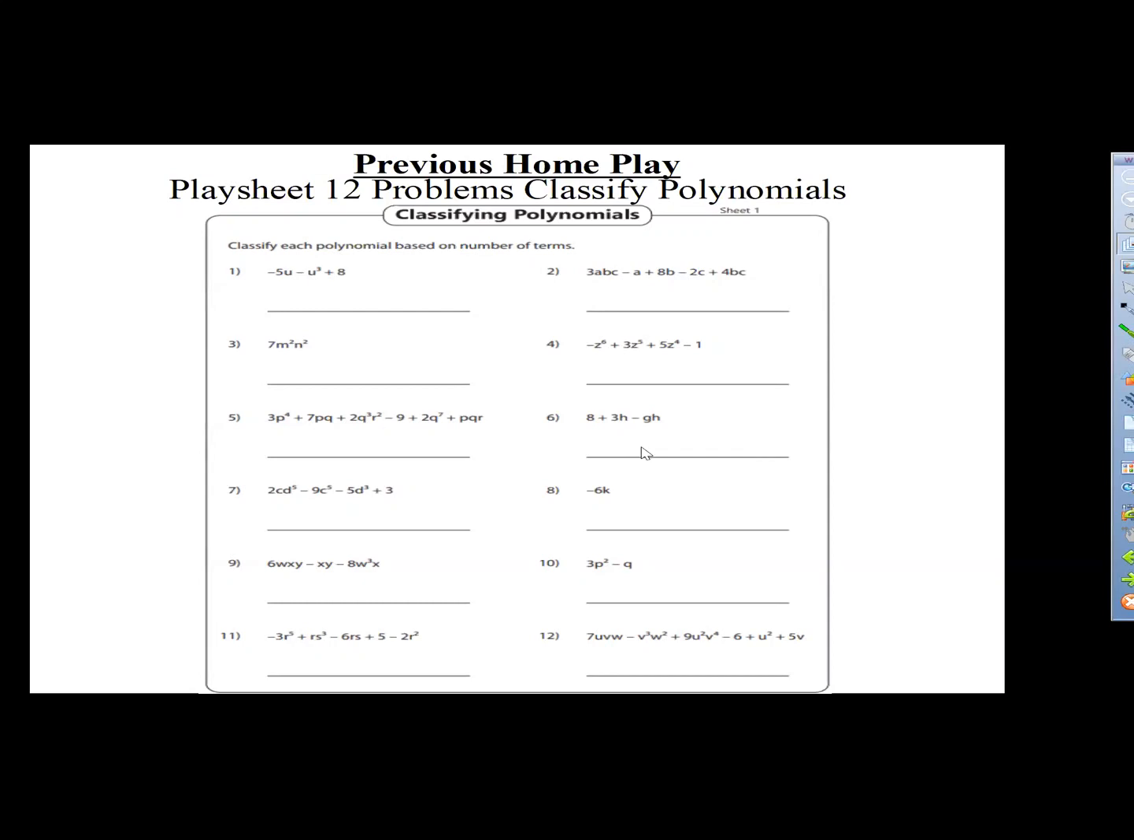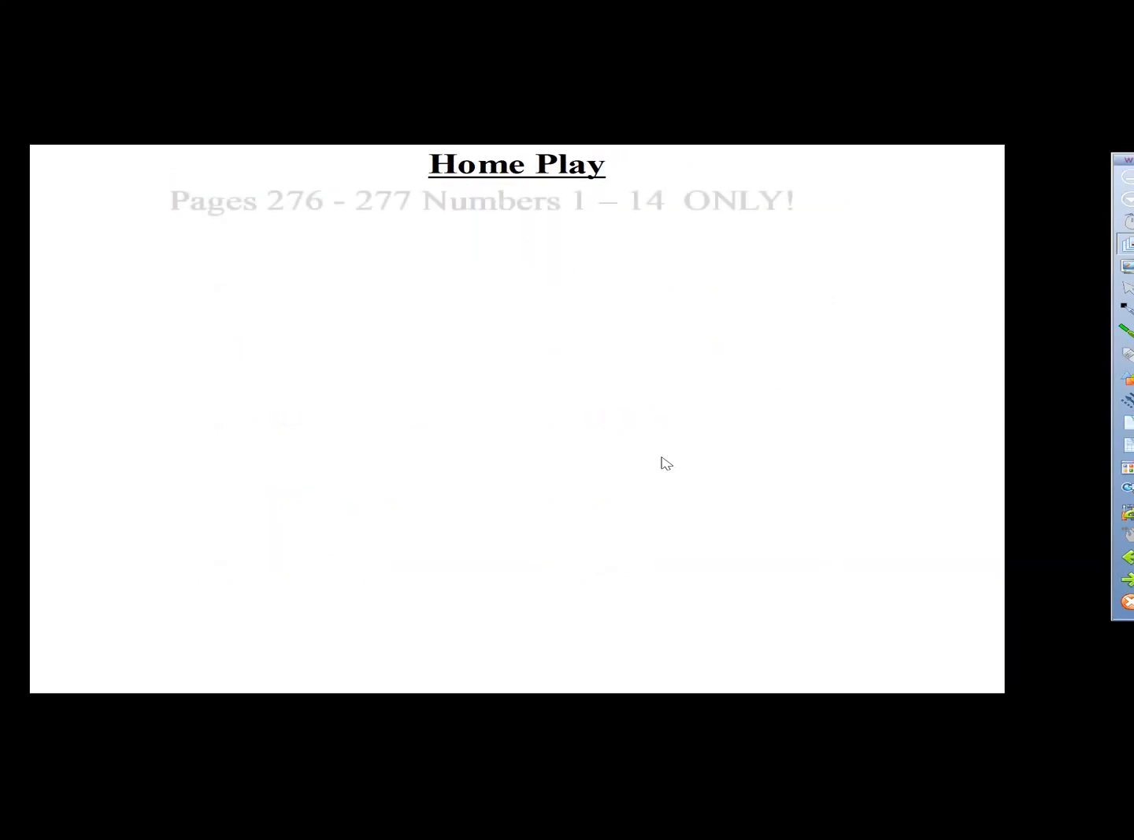All right, thank you for turning that in. So your homework for tonight is pages 276, 277, numbers 1 through 14. Now, I know some of us did not get our books because we ran out, but I got you. All right, so write this down, please. Here we go.